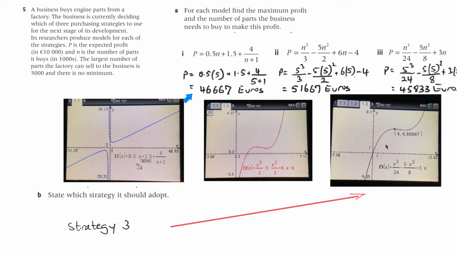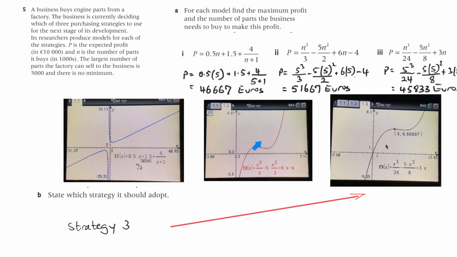And we find that the profit here is 4.6, but we need to remember that it's in 10,000. So that's 46,667 euro, 51,667 euros, and 45,833 euros. So if you just looked here and assumed that that would be the best profit because we buy 5,000 of them, well, that would be true if it was linear, but what we've got is different shape functions. So what I did was I put that into the calculator and I got that.